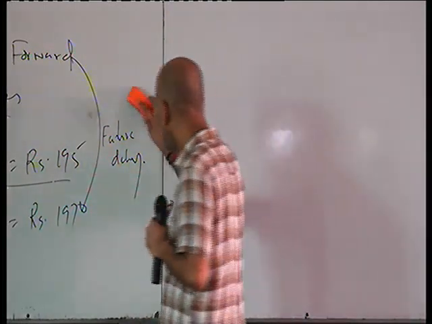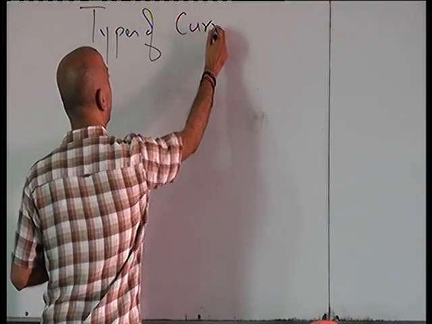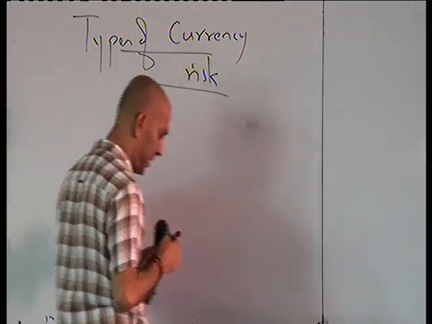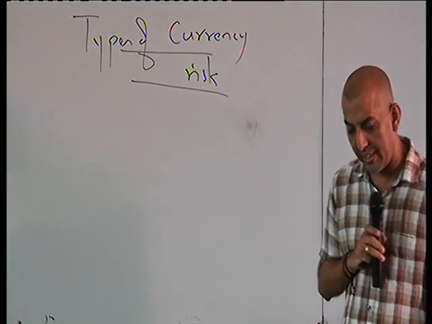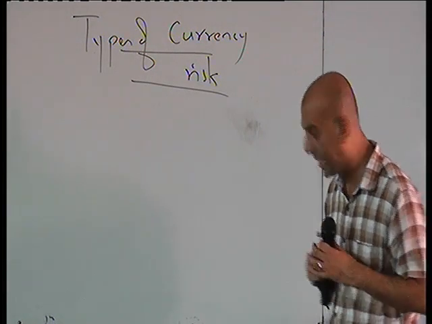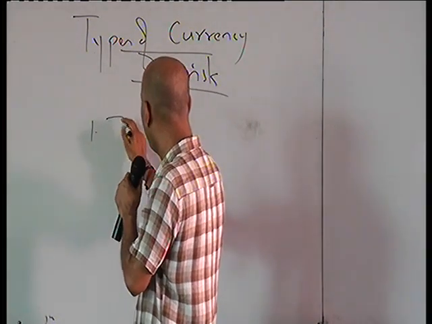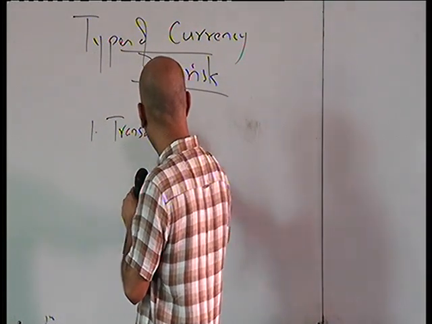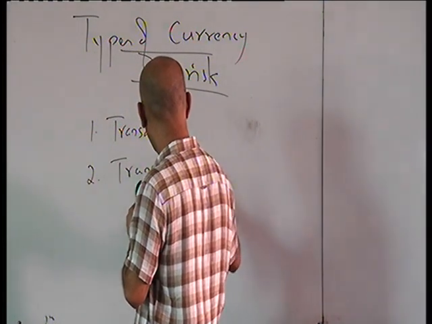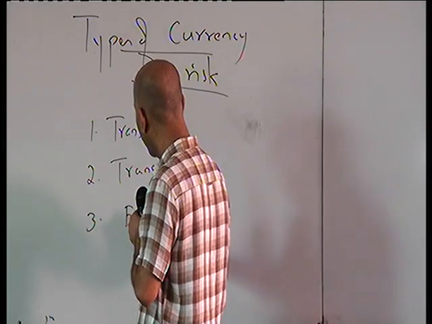Then we move on to types of currency risk. Page number 7, there are 3 types of currency risk. We'll take them one by one. Page number 7. First, transaction risk. Second, translation risk. Third, economic risk.